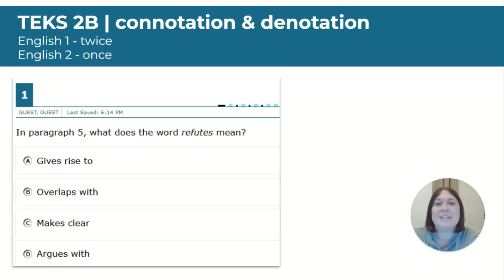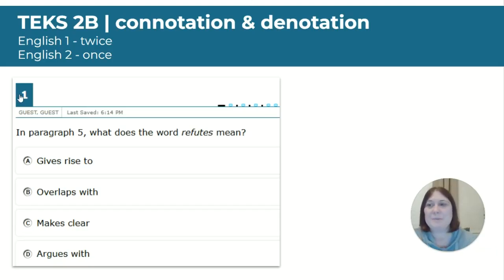Looking at TEK 2B, that talks about connotation and denotation, asked twice on the English 1 and asked once on the English 2. This will simply have students refer back to a paragraph and then ask them what a word means. Now, there are 2 ways that students can easily get this point.